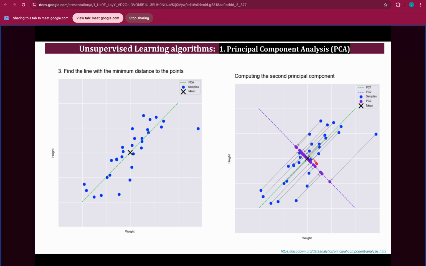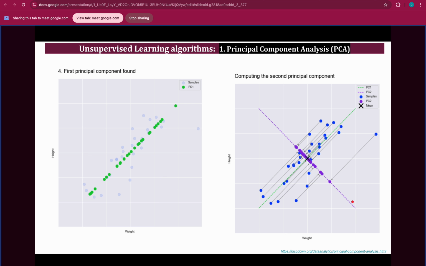where the distance is minimum and the variance of these data points is maximum, where they are lying different from one another but lying closer to this line. So similarly, the second principal component will also be identified.